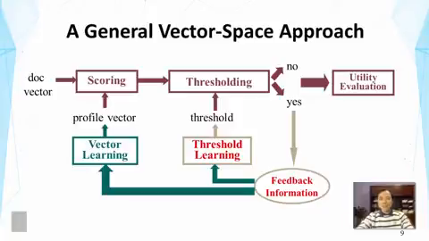If it says yes, then the document will be sent to the user, and then the user could give some feedback. And the feedback information would be used to both adjust the threshold and to adjust the vector representation. So the vector learning is essentially the same as query modification or feedback in the case of search. The threshold learning is a new component that we need to talk a little bit more about.